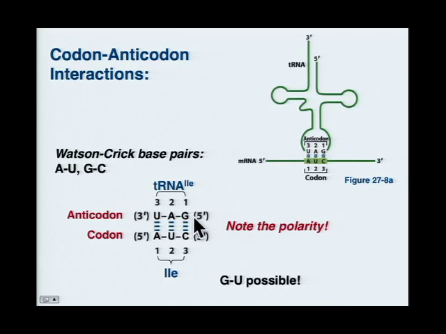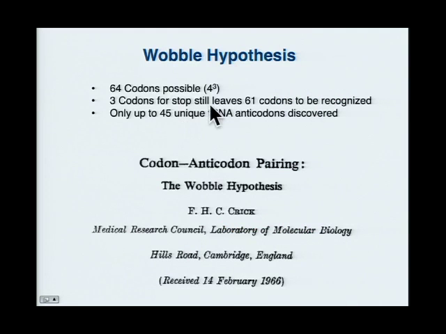So if we have a G or a U there, that can bind to more than one thing in this 3' position of the codon. Let's look at that in a little more detail. So this was the conundrum. Crick, you know, he did some important things. He figured out DNA, you know, the Nobel Prize. But he's like, I'm not done, dude. I got more. And then he figured out this. He noticed this piece of data. He's like, wait, 45 unique, 61 needed. And so he came up with this wobble hypothesis.